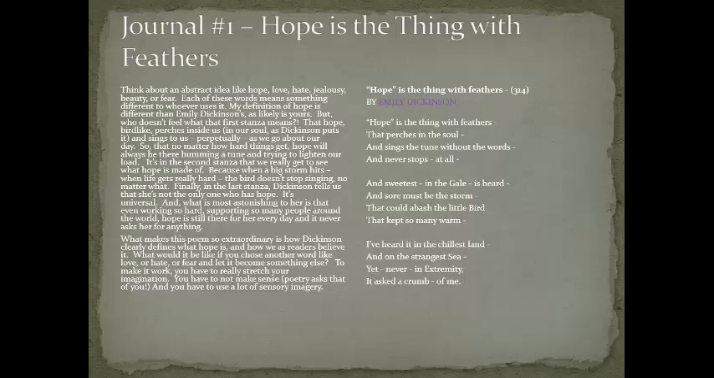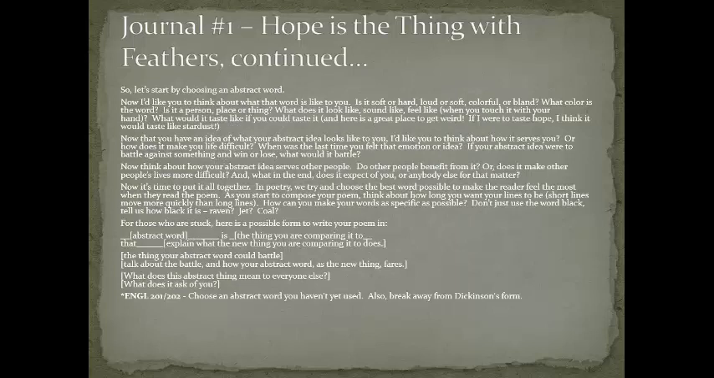What makes this poem so extraordinary is how Dickinson clearly defines what hope is, and how we as readers believe it. What would it be like if you chose another word like love or hate or fear and let it become something else? To make it work, you have to really stretch your imagination. You have to not make sense. Poetry asks that of you. And you have to use a lot of sensory imagery. So let's start by choosing an abstract word. Okay, take a moment, choose an abstract word, and then start the lecture again.